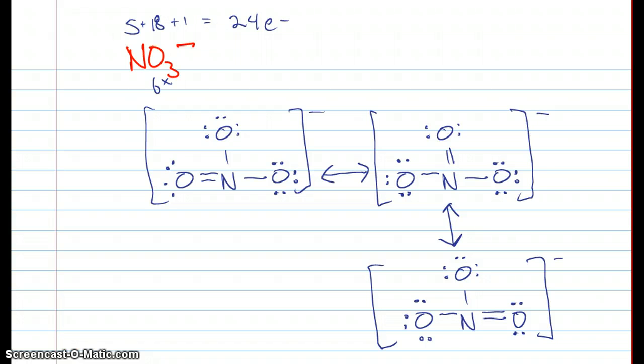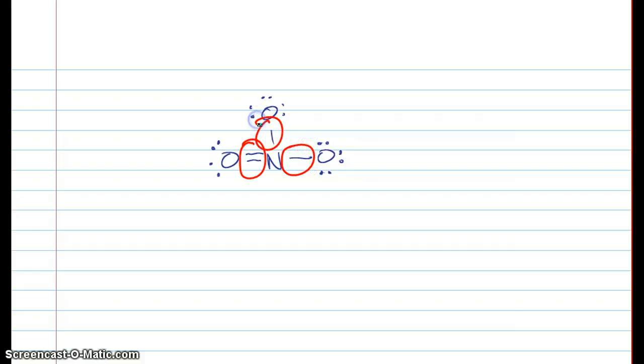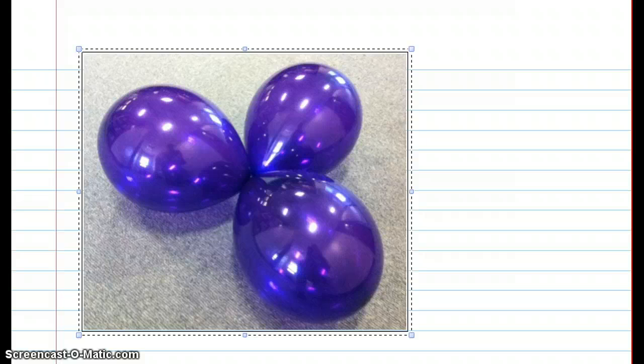So now we can go ahead and count electron domains. Here's our Lewis structure once again. And on the central atom, which is the nitrogen, we have 1, 2, 3 electron domains. So when you have 3 electron domains, your electron domain geometry is trigonal planar.